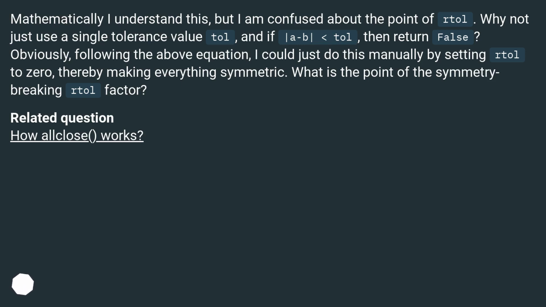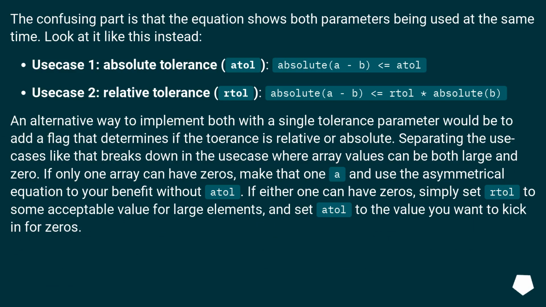Related question: how does allclose work? The confusing part is that the equation shows both parameters being used at the same time. Look at it like this instead. Use case 1, absolute tolerance, atol: absolute(a - b) <= atol. Use case 2, relative tolerance, rtol: absolute(a - b) <= rtol * absolute(b).